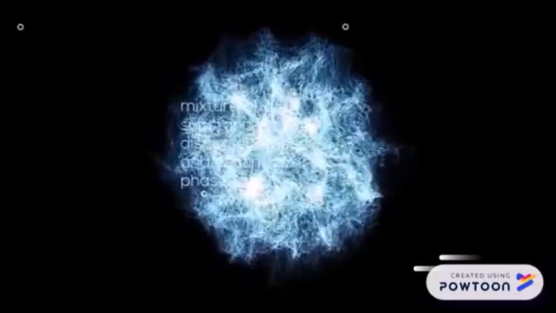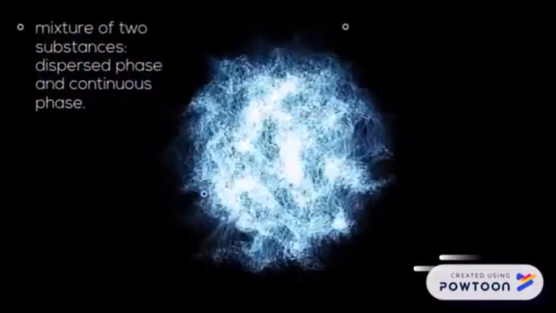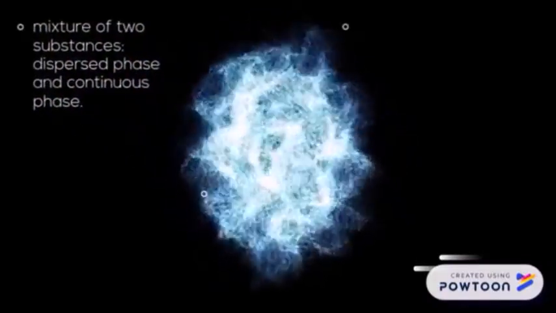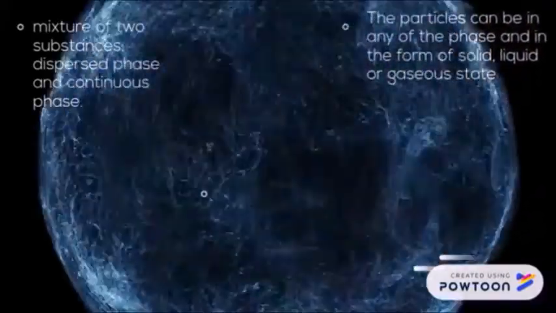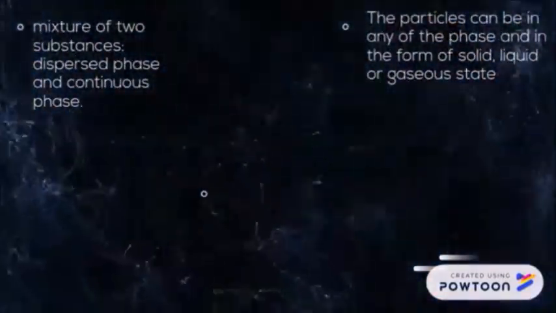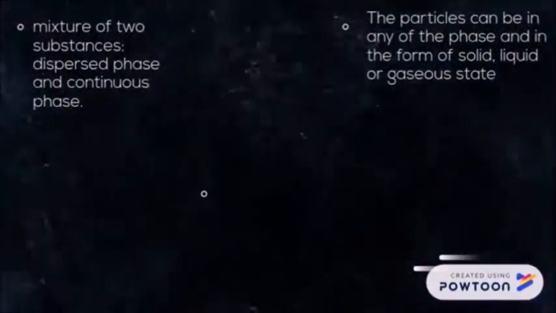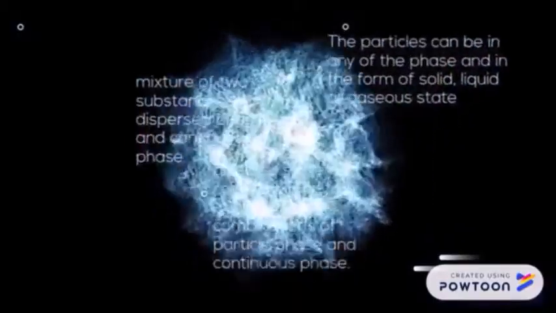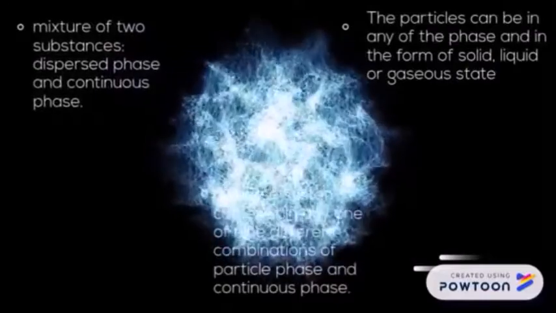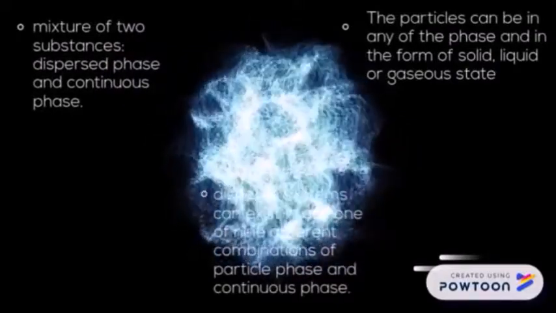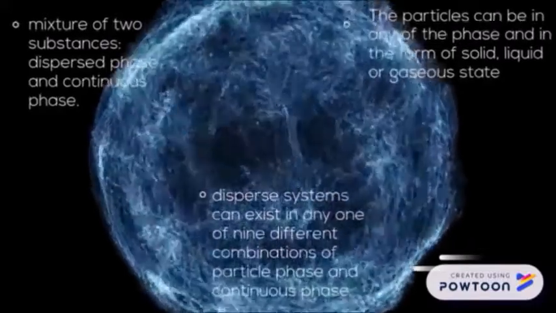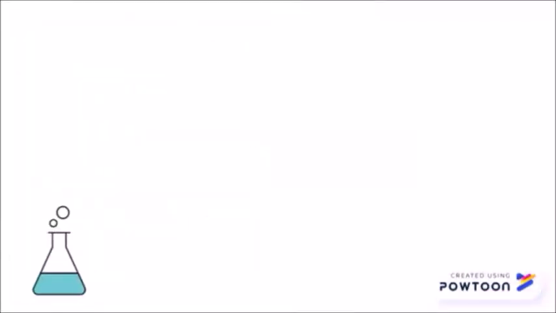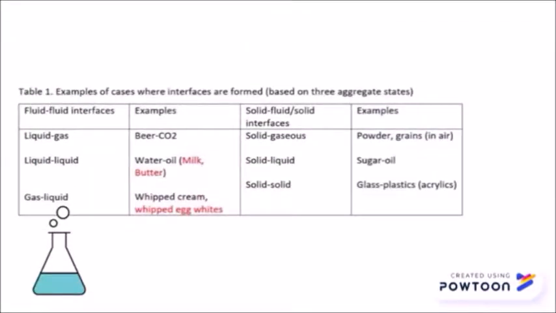A dispersed system is a mixture of two substances, a dispersed phase and a continuous phase. The particles can be in any of these phases and in the form of solid, liquid, or gas. Dispersed systems can also exist in any one of 9 different combinations of the particle phase and the continuous phase. As you can see in this table, these are the examples of cases where interfaces are formed.